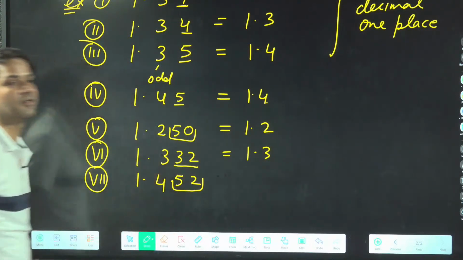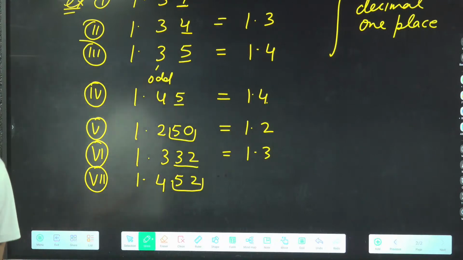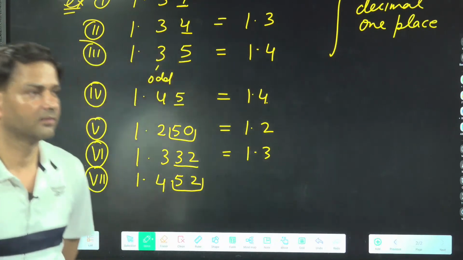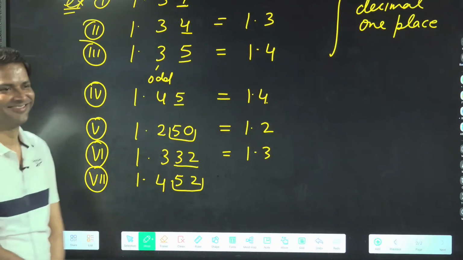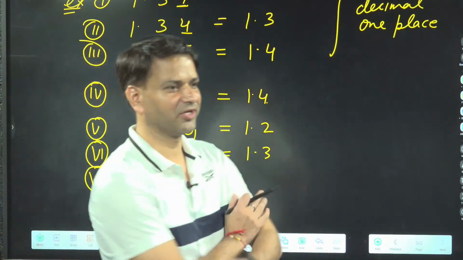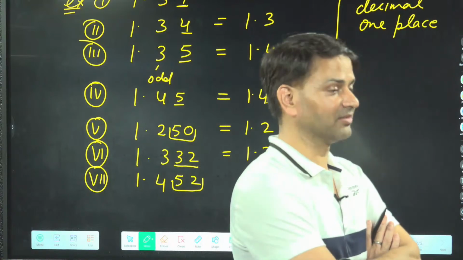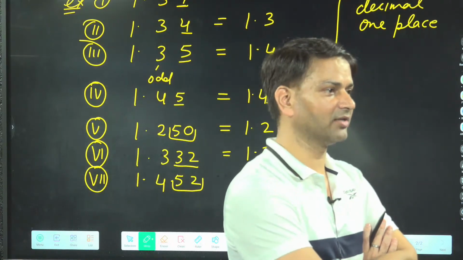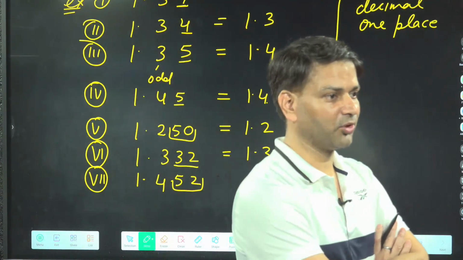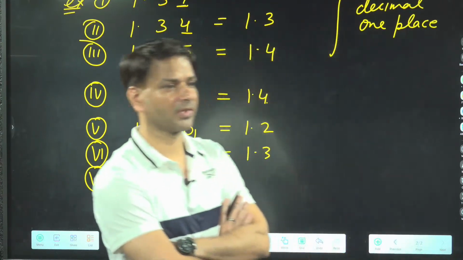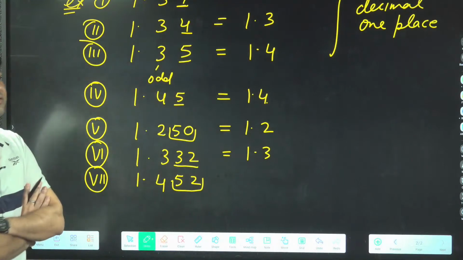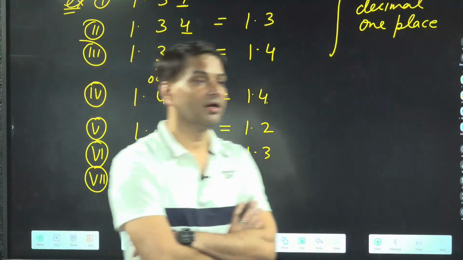Now what is the answer? 1.4. That's why I changed it now, because maybe people were taking the odd and then increasing. 1.4. Next answer. The answer is 1.5. Why 1.5?